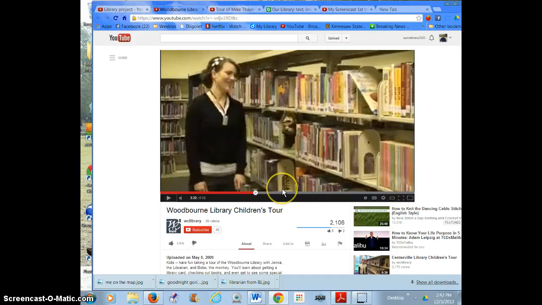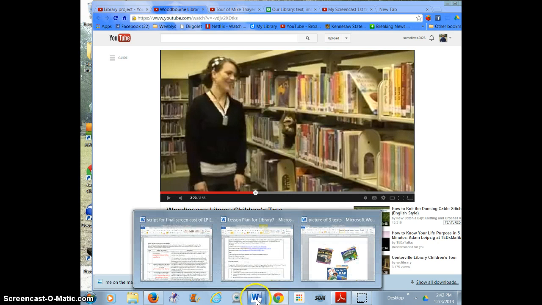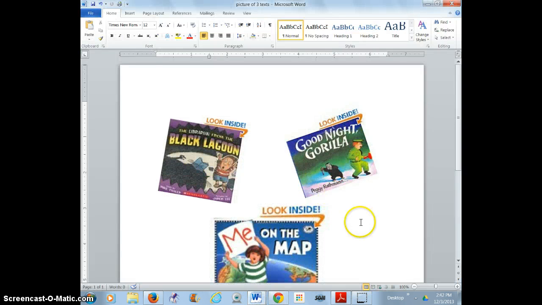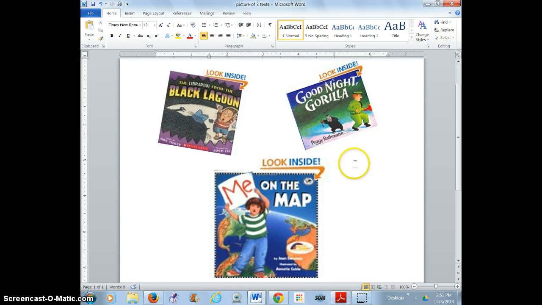We used three stories for this lesson: Me on the Map, The Librarian from the Black Lagoon, and Goodnight Gorilla. These stories were used to discuss beginning mapping skills, fiction and nonfiction, and how to compare books and characters in them. Students drew a map of the library and wrote or dictated the labels of their map.